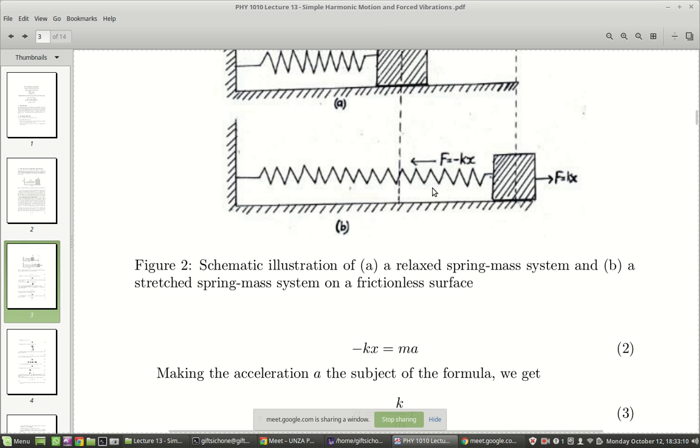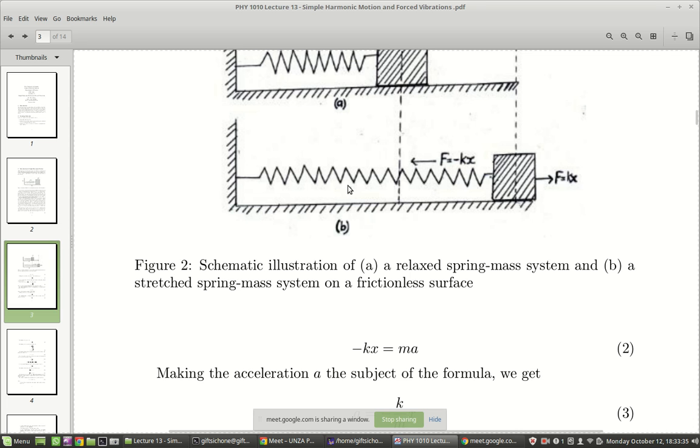When the mass goes beyond this side, yes? Yes, what does x mean? X is the displacement, the distance from this dashed line, the extension. Oh, thank you. Yeah, how much the spring is going to extend.